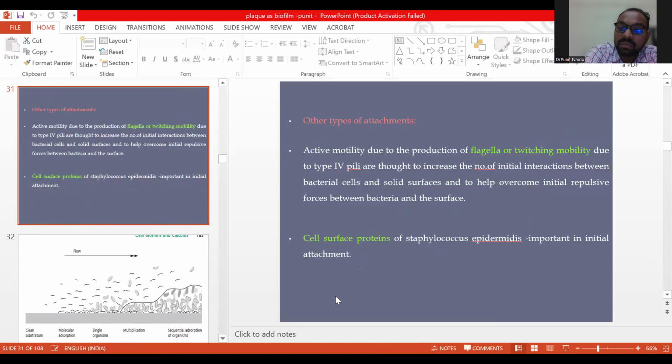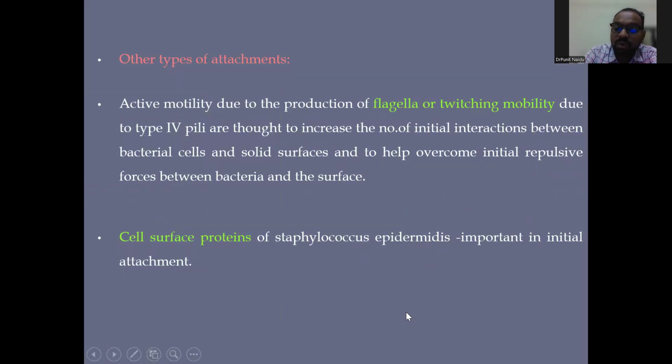Other types of attachment are flagella or twitching motility through type 4 pili, which increase the number of initial interactions between the bacterial cells and solid surfaces, and help overcome initial repulsive forces between the bacteria and the surface. And the cell surface proteins of Staphylococcus epidermidis play an important role in initial attachment.